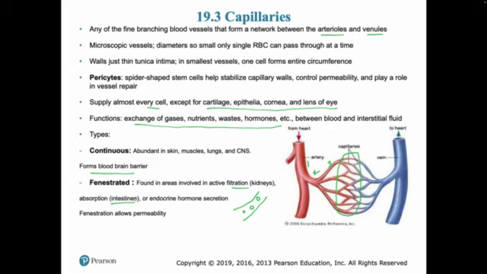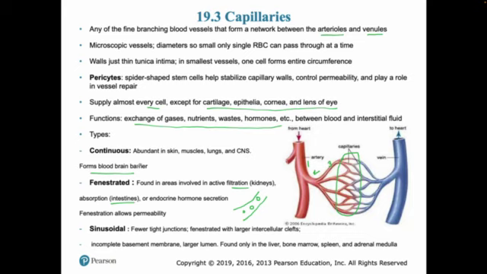Why? Because things have to pass through them, right? That's why they are fenestrated. Otherwise it will be continuous, like in skin and central nervous system. In the central nervous system you do not want any gap, otherwise blood will mix into the brain. We don't want that. That's why it forms the blood-brain barrier.